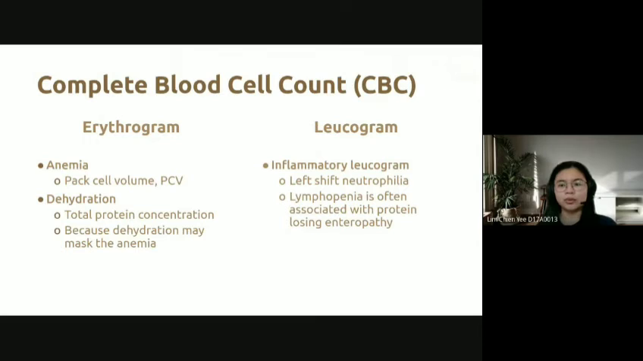For erythrogram, we need to evaluate the packed cell volume or the PCV for the evidence of anemia. Total protein concentration needs to be evaluated as well. This is because the anemia can be masked by dehydration, and animals with diarrhea are prone to dehydration. For leukogram, there might be presence of inflammatory leukogram due to the inflammation occurring in the gastrointestinal tract. There may be presence of left shift neutrophilia, and lymphopenia is often associated with protein-losing enteropathy.